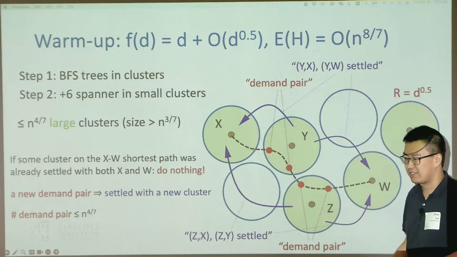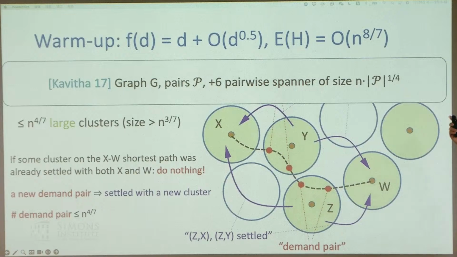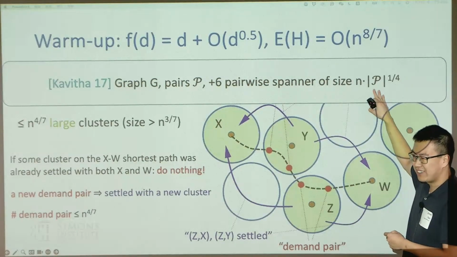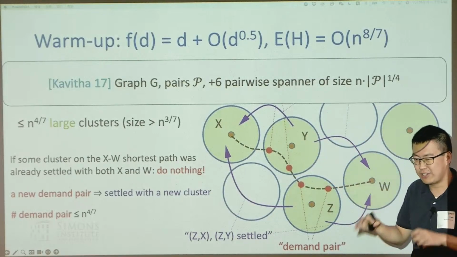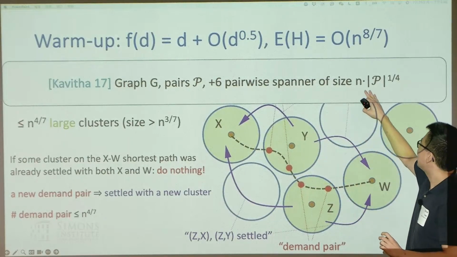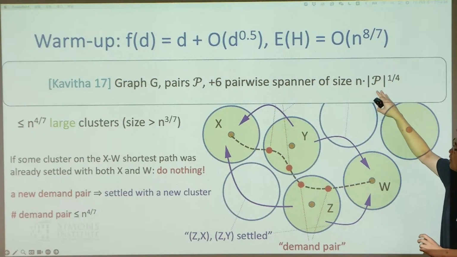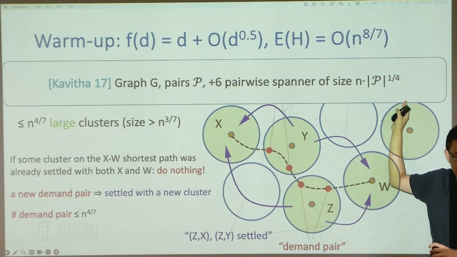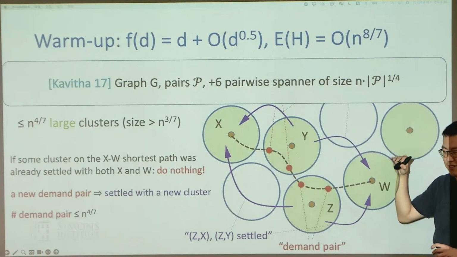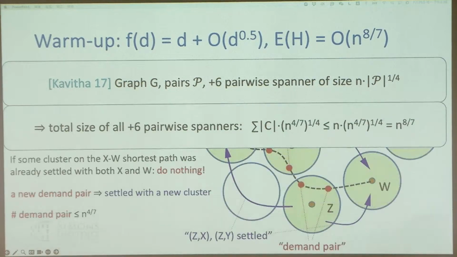Each cluster. Okay, but do we really have an advantage from this? Because there is a previous result saying that if the number of pairs is small, we can do better. The previous result by Kavisa says we can build a +6 pairwise spanner, preserving only pairs, of size n times p to the 1/4. Here p is n to the 4/7. Now, to the 1/4 of it is n to the 1/7. This gives us the balance n to the 8/7. So, just one line of calculation.